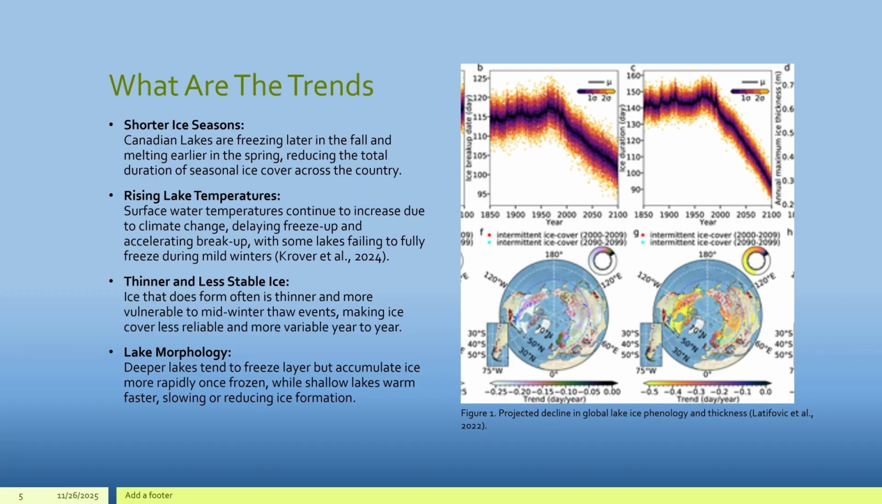One important detail: lake morphology matters. Deeper lakes freeze later, but build ice quickly once frozen, while shallow lakes warm faster and are more sensitive to temperature changes. Overall, these changes align with long-term climate warming across Canadian freshwater systems.